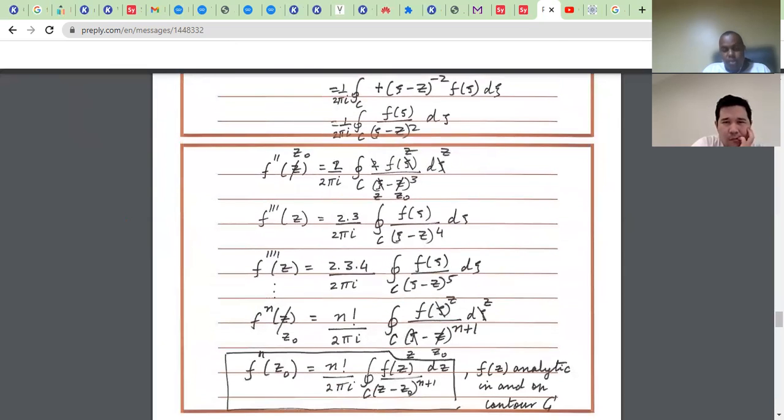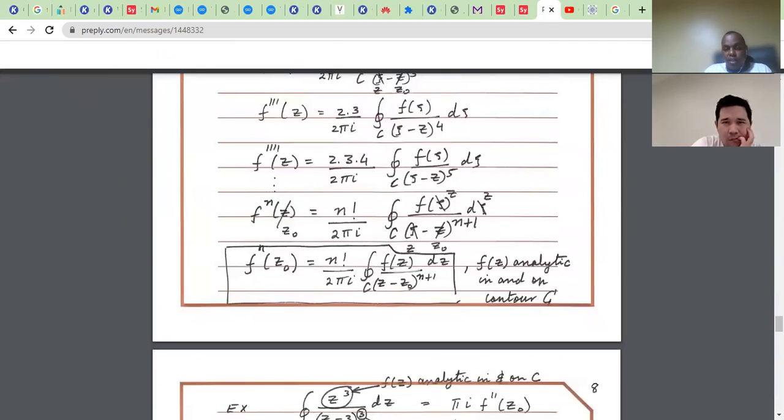And then he's just trying to show you that you will always get a derivative, as many as you want. And he gets a general formula for getting it. If you want the nth derivative with respect to z naught, it's going to be n factorial over 2 pi i integral f of z over z minus z naught to the n plus 1 dz.